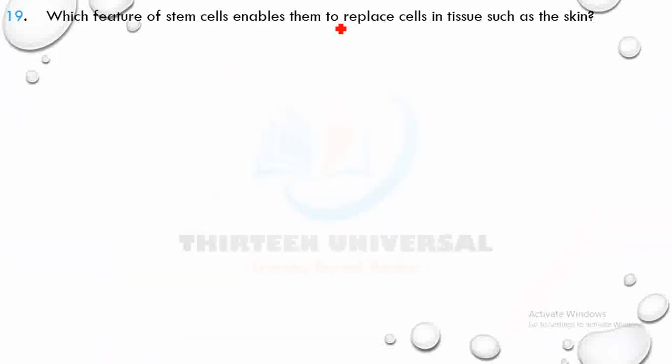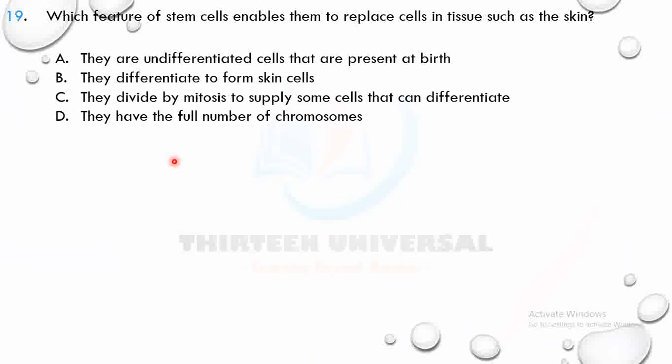Which features of stem cells enable them to replace cells in tissue such as skin? Pause the video and try it. There are undifferentiated cells that are present at birth, but this is not why they are able to replace cells. They differentiate to form skin cells, but this is not a major issue, because if they all differentiate to form skin cells, that would be the end of the stem cells. But guess what, guys? Stem cells divide by mitosis continuously to supply cells that can differentiate. So C is the answer. This other one says they have the full number of chromosomes, no, it's C that's the feature.